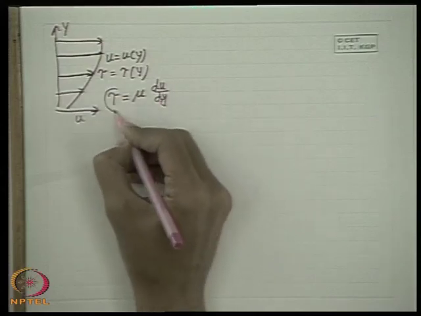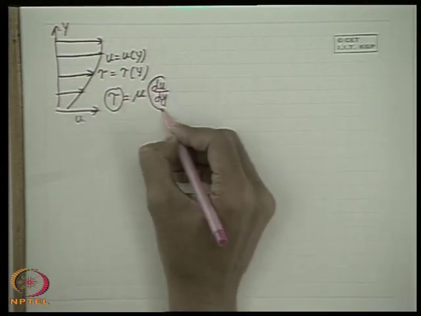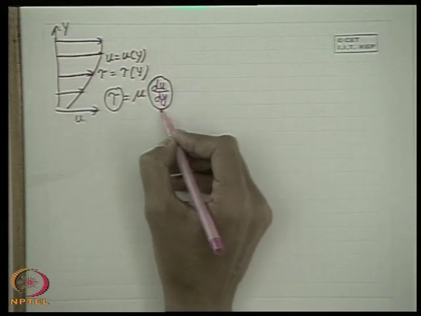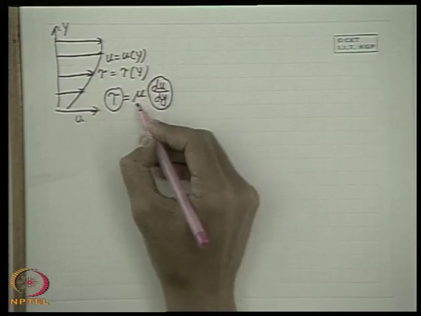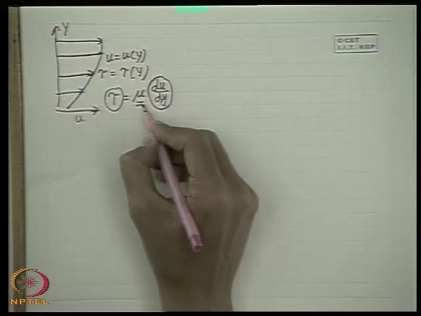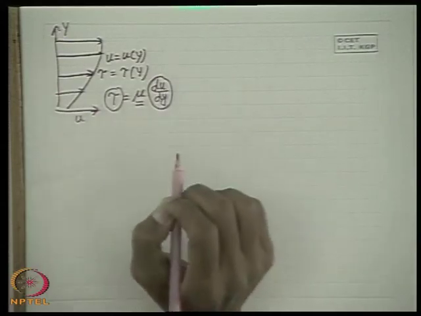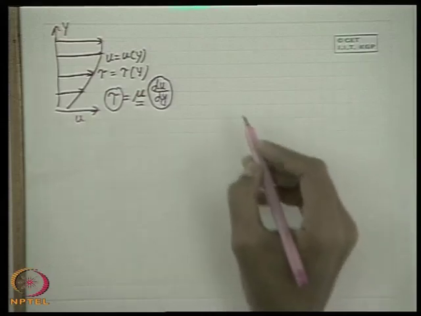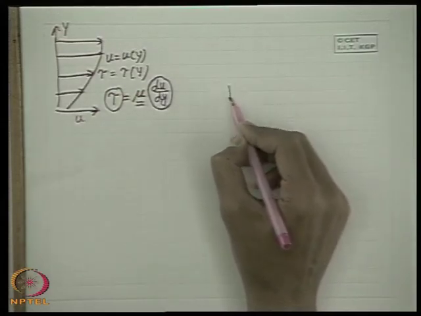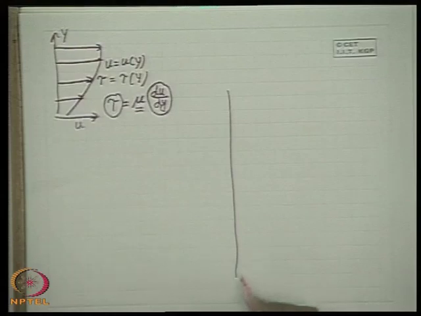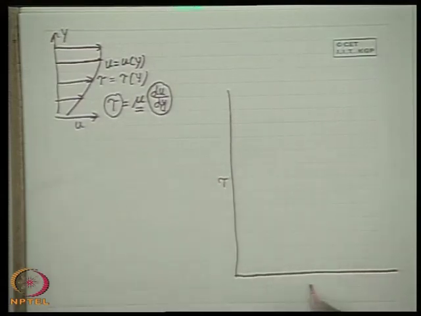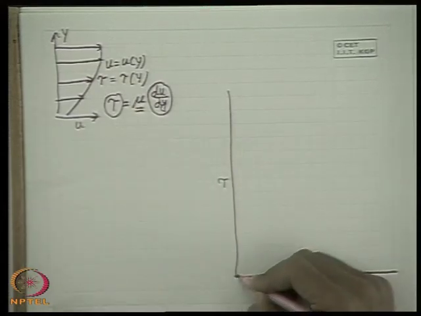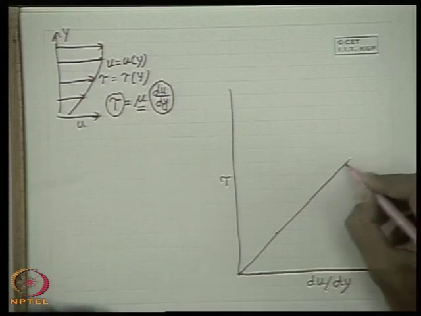So tau is the shear stress, and this is the velocity gradient in this type of problem, which is basically the rate of shear strain, which I will explain afterwards when we come to fluid kinematics. This constant of proportionality is known as viscosity or the coefficient of viscosity. And if we recall, we also discussed that if we show this in a tau versus du/dy plane, then this linear relationship is shown by a straight line like this.